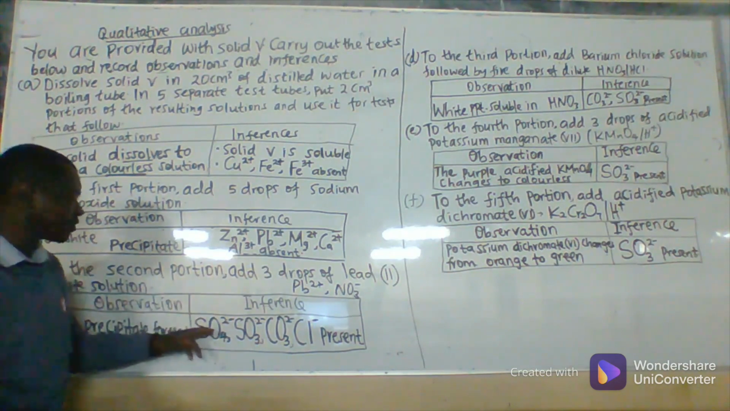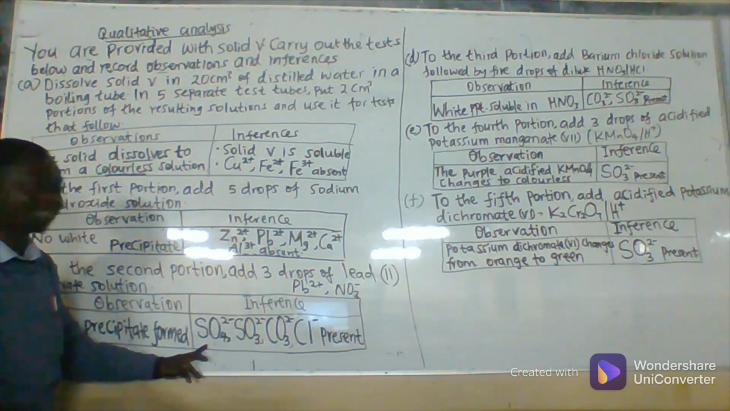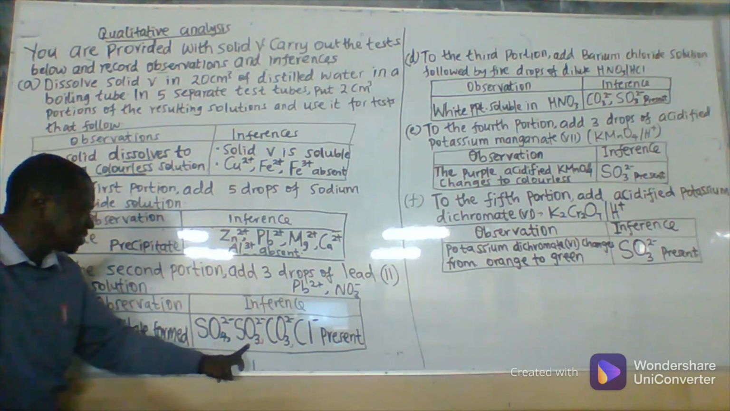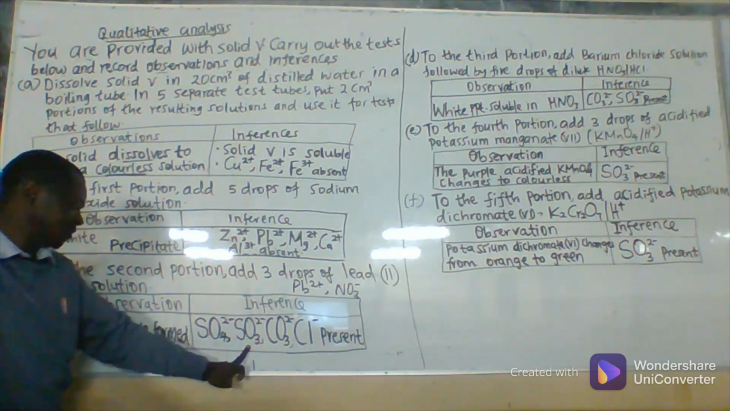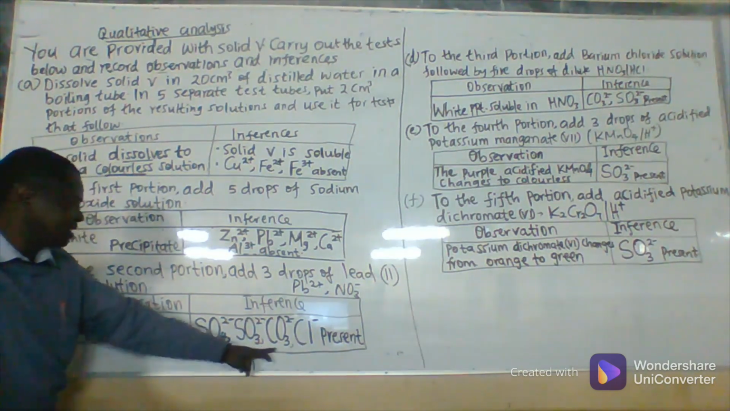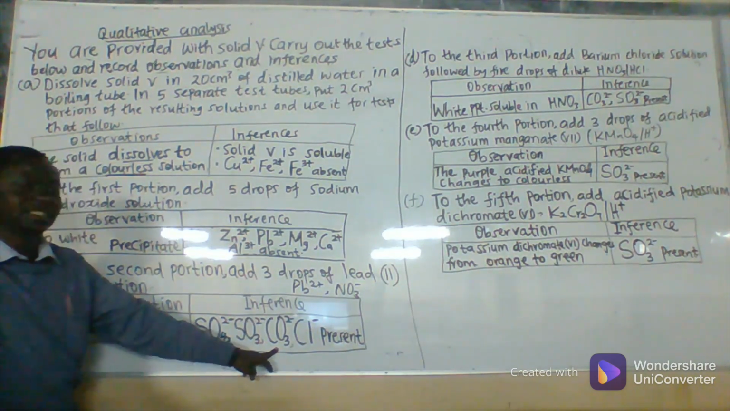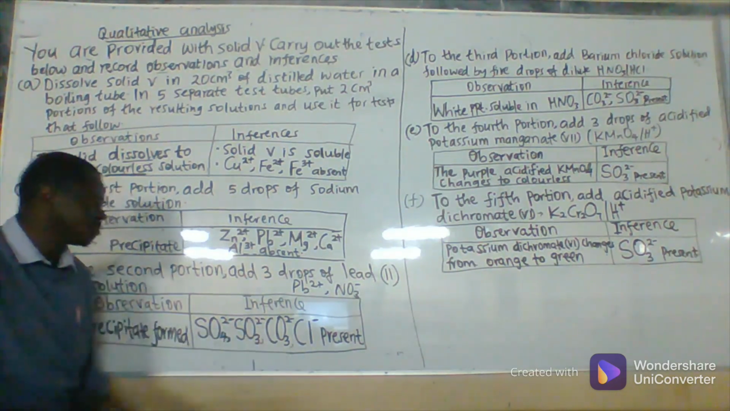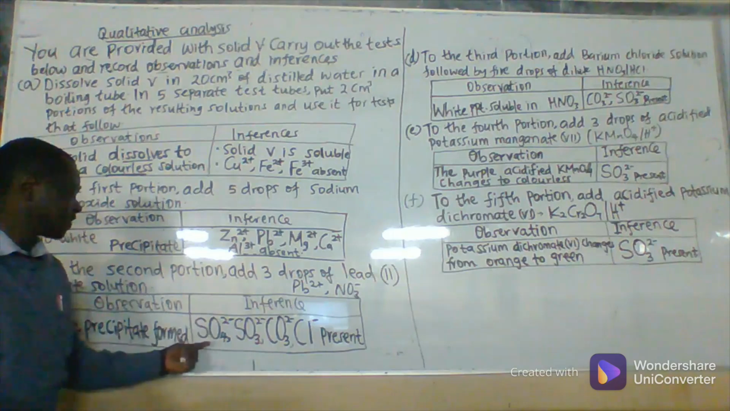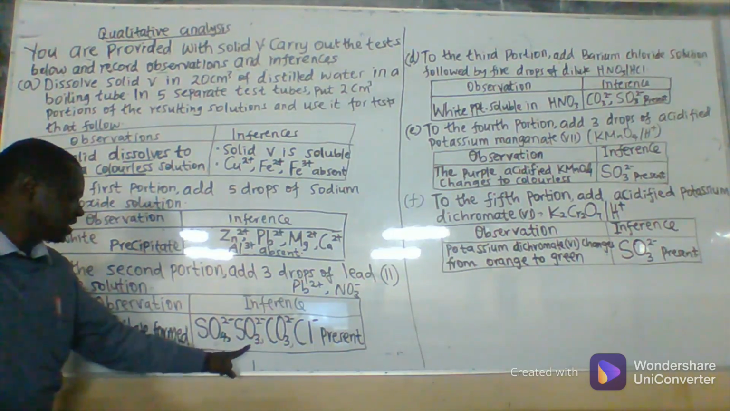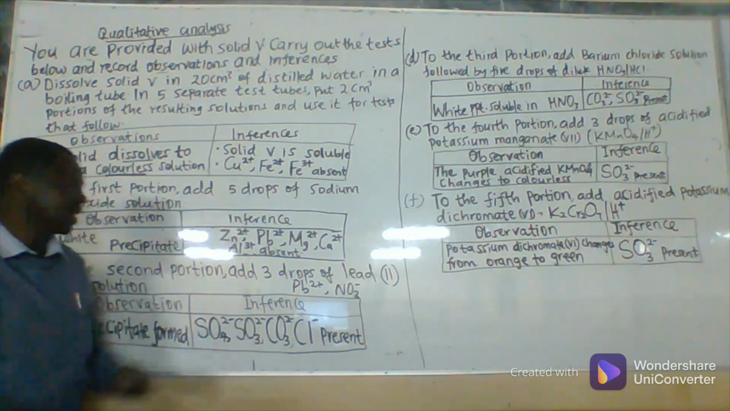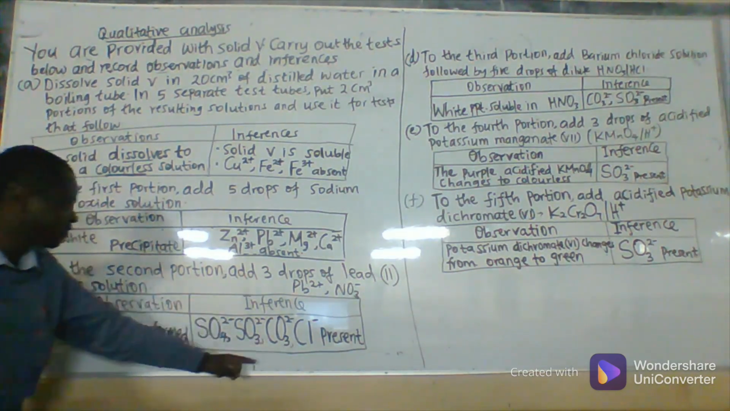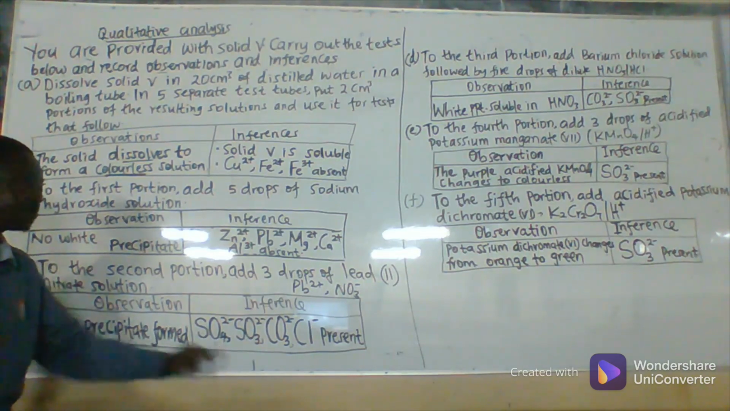And the insoluble salts of lead include lead sulphate. So that's why we put sulphate as one of the inferences. Another one is lead sulphite. That's why one of the inferences is sulphite ions. Another one is lead carbonate. That is another insoluble salt of lead, and lead chloride. Those are insoluble salts of lead. That is why our inference will be sulphate ions, sulphite ions, carbonate ions, and chloride ions present. Remember to use the formula of the ions, not their names.